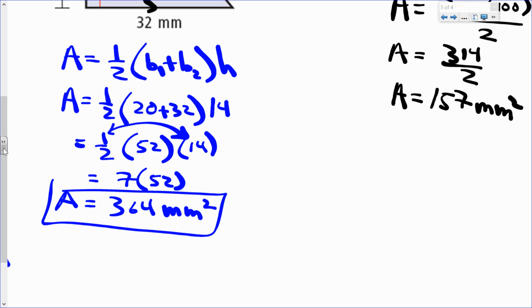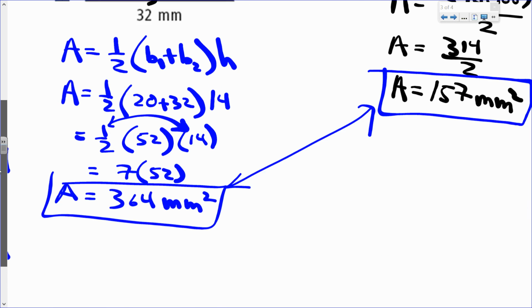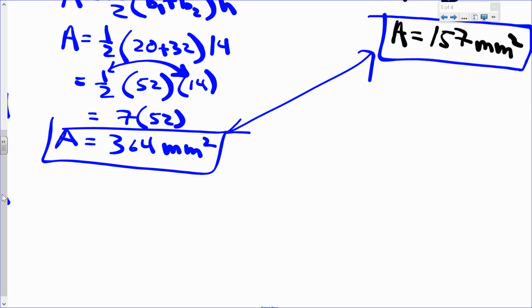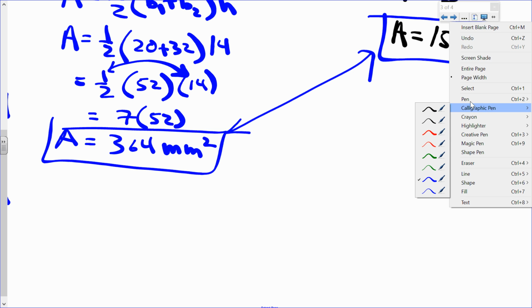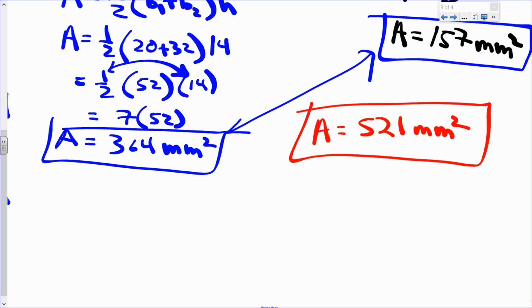All right. We're ready to rock and roll. We got the area of the half circle there. We got the area of the trapezoid there. Let's add those puppies up. We got the area of the whole irregular composite shape. So let's see, 157 plus 364 is a whopping total of 521 square millimeters. That's the total area. That was a good example.